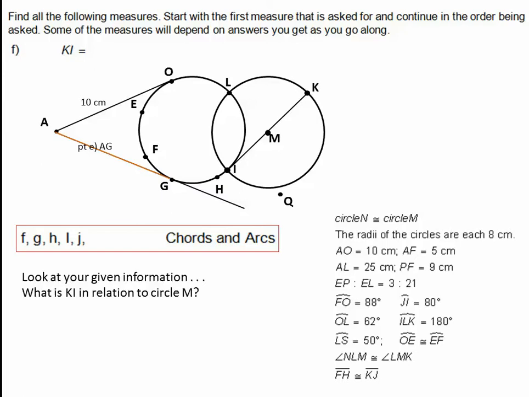Now then, for FG, H, and I think that's an L and a J, you're going to be using this information. Now notice I've gone ahead and left parts of the circle that I've already figured out up here, and then I've added this other circle with this line right here. Okay? It says, look at your given information. What is KI in relation to circle M? I'm not looking for a value. I'm wanting you to tell me what is the name of segment KI when you look at circle M.